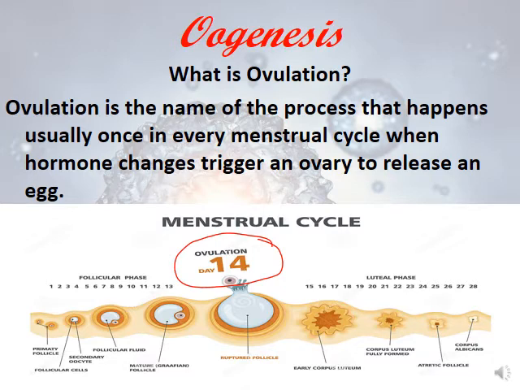So we have the primary follicle first, then the secondary, and then the tertiary and Graafian follicle. The Graafian follicle ruptures at day 14 to release the egg. This is followed by menstruation, and then we have the early Corpus Luteum, the Corpus Luteum, and then the Corpus Albicans. We're going to talk about them later on. So ovulation is the process that occurs once every menstrual cycle at day 14, and the hormonal changes will trigger the ovary to release an egg.